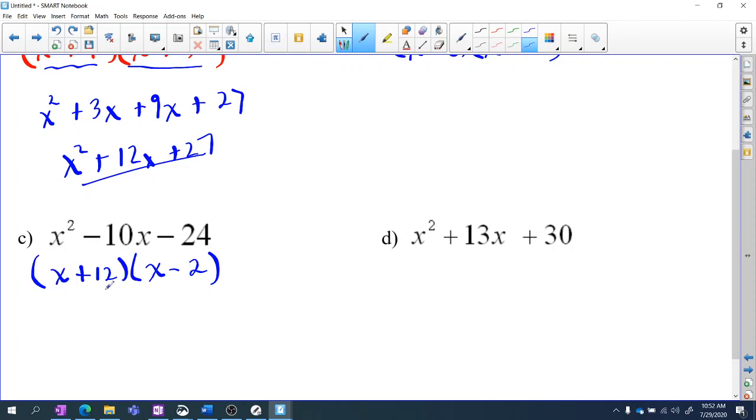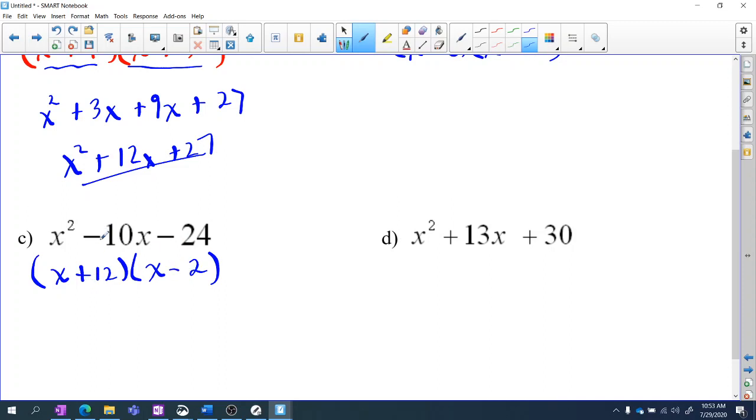I'll find lots of examples of students that put negative 6 and negative 4 here. Well, they only looked here. They ignored the fact that they've got to get a negative when they multiply these two together. So if I check mine real quick, 12 times negative 2, there's my negative 24. 12 plus negative 2, there's my negative 10.